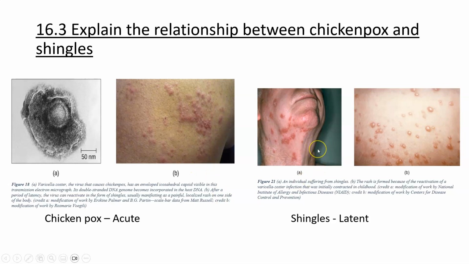Because I had chickenpox when I was a kid, I have varicella-zoster virus sitting in some of my nerves right now. We say it's in the nerves in a latent form. It's a latent virus. It's dormant. It's not making me sick. I have no effects right now. But if it becomes active, it causes a disease called shingles.